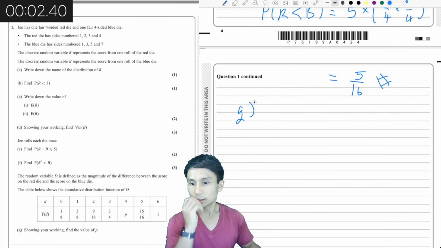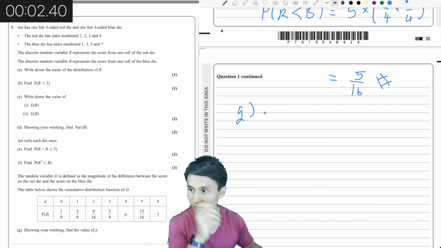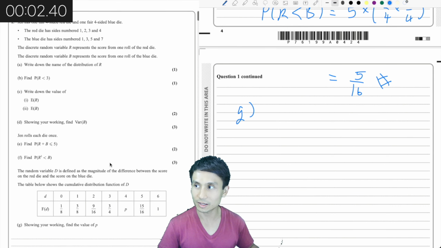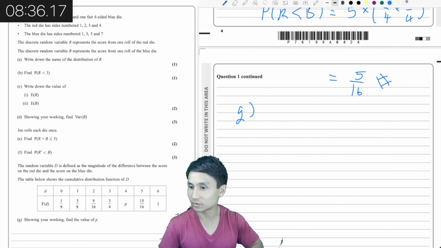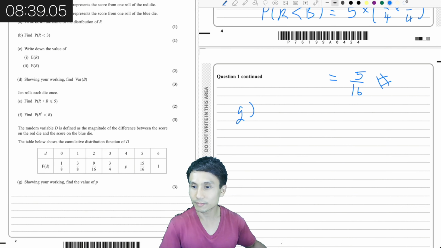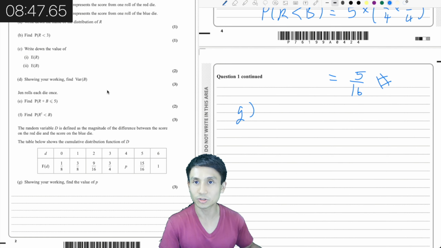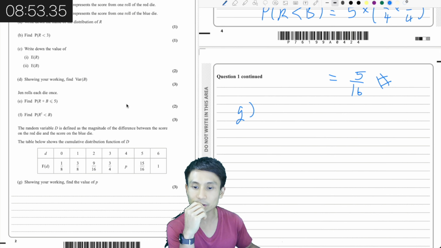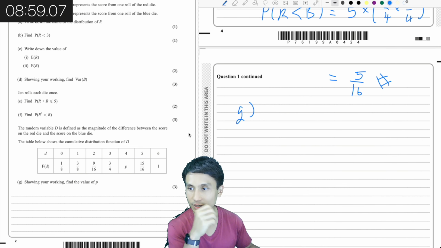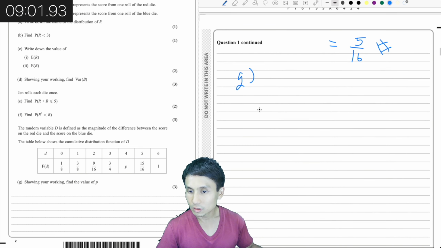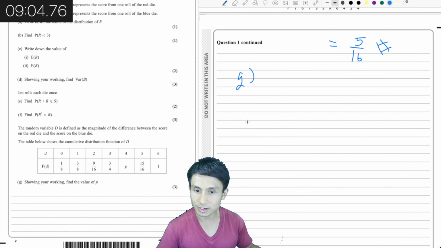Part G now. The random variable D is defined as the magnitude of difference between the score of the red die and the score of the blue die. The table below shows the cumulative distribution function of D. Showing your working, find the value of P. Okay, so this is a cumulative distribution.